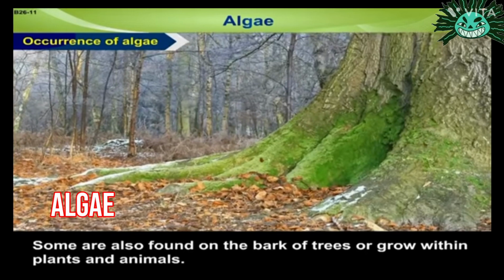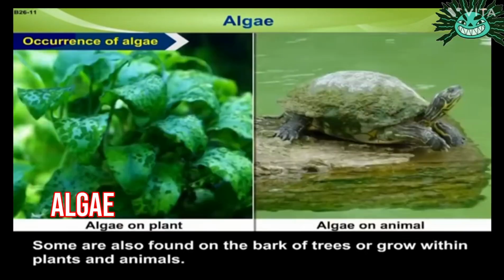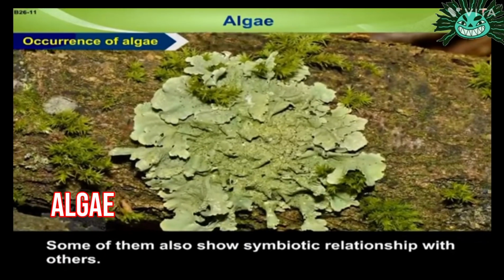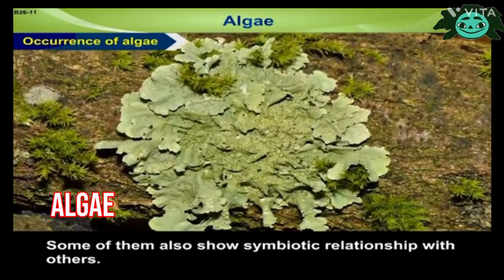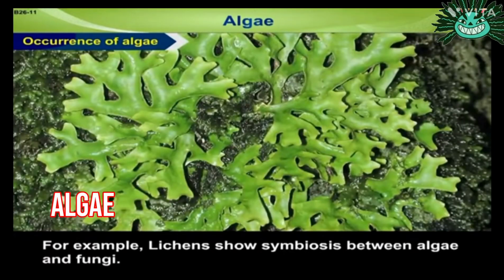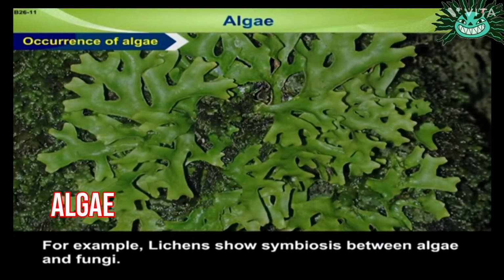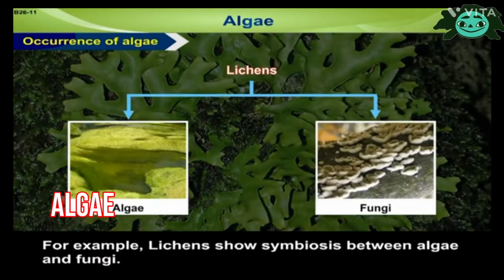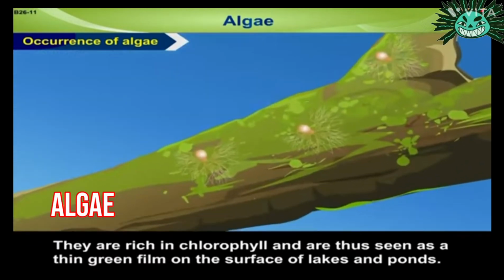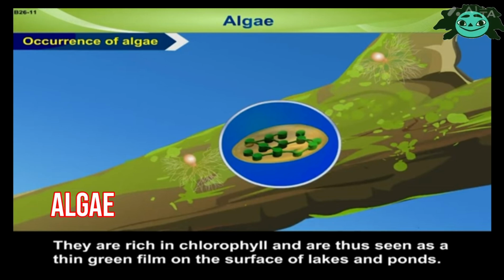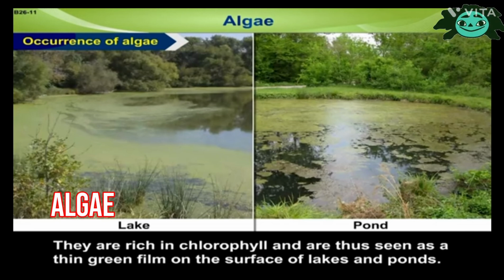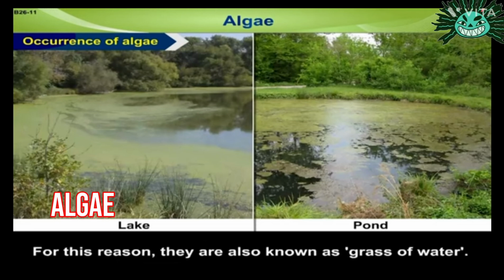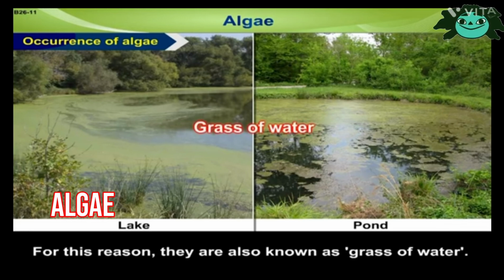Some are also found on the bark of trees or grow within plants and animals. Some of them also show symbiotic relationship with others. For example, lichens show symbiosis between algae and fungi. They are rich in chlorophyll and are thus seen as a thin green film on the surface of lakes and ponds. Have you ever noticed them? For this reason, they are also known as grass of water.